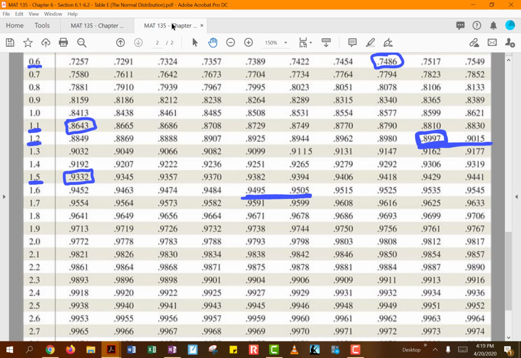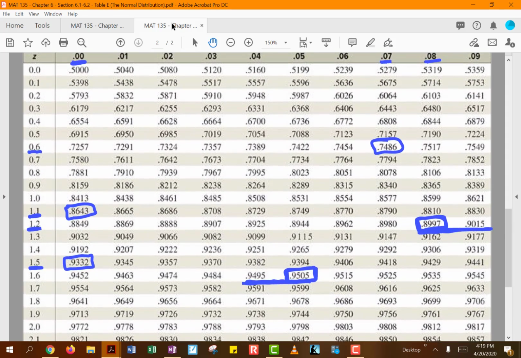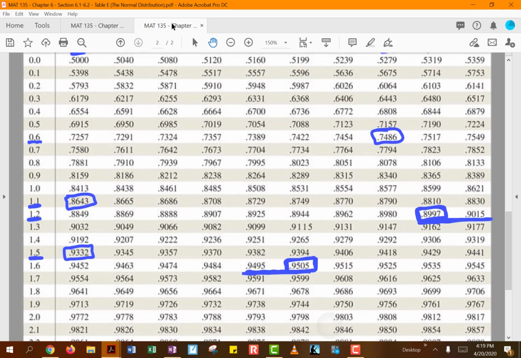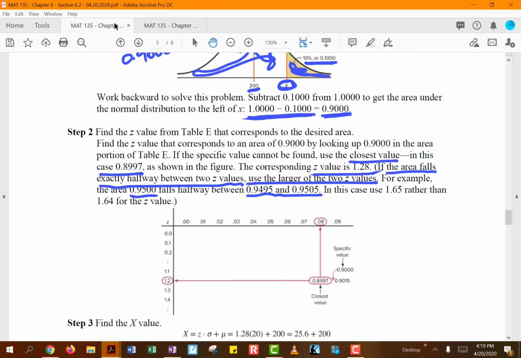0.9500 is going to be halfway between 0.9495 and 0.9505. So in this case, since they are exactly the same distance away from these numbers, you go with the higher number, and so you would end up going with the z-score of 1.65. So yeah, you would use 1.65 instead of 1.64, and this is only if you're halfway.